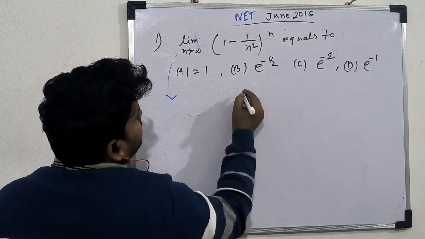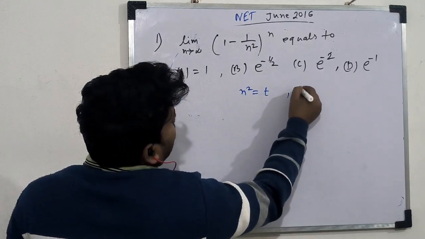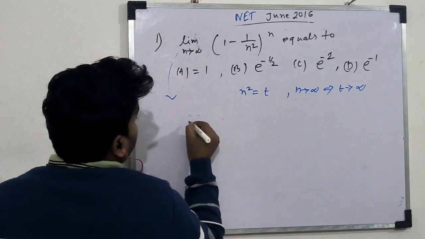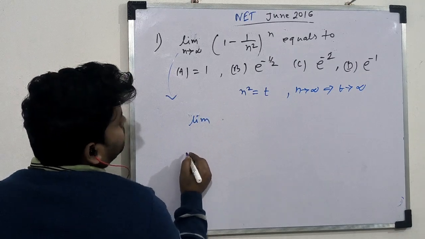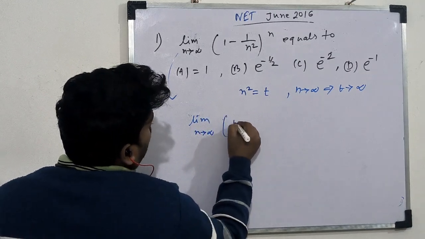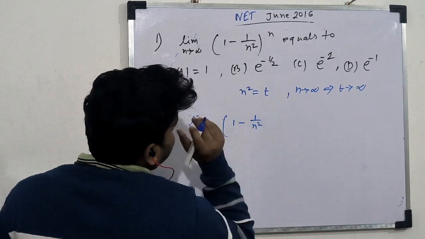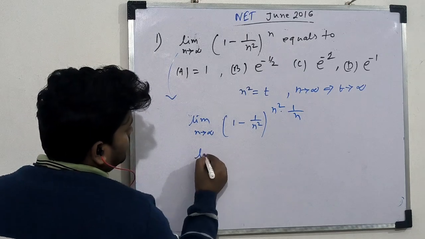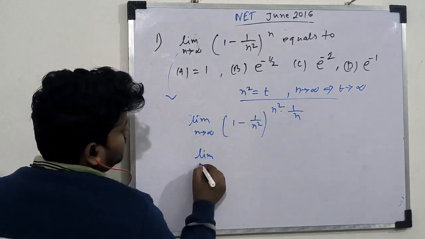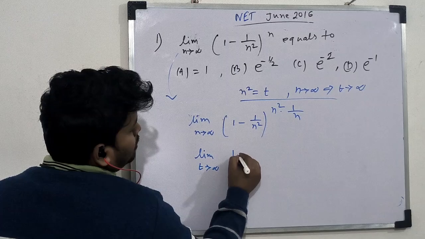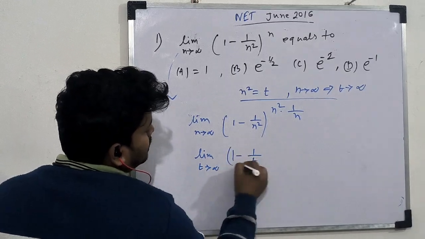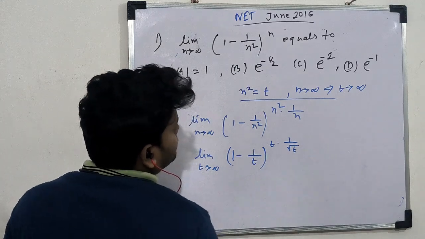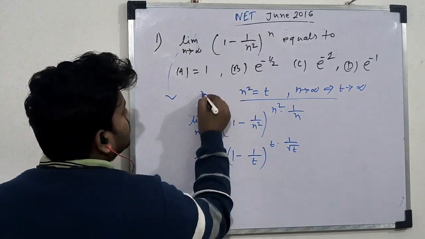So first if we put n square equal to t, then as n tends to infinity, it will imply t also tends to infinity. So therefore this limit will be limit n tends to infinity 1 minus 1 by n square, that will be n square, and this can be written as this. So therefore, whenever we put this, limit t tends to infinity, this will be (1 - 1/t)^t into 1 by root t, as n square equal to t, so n equal to root t.